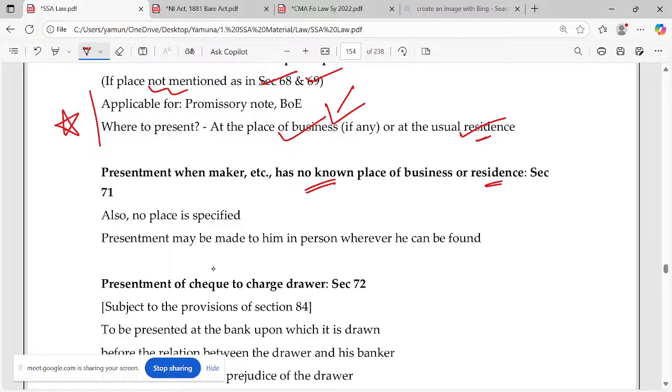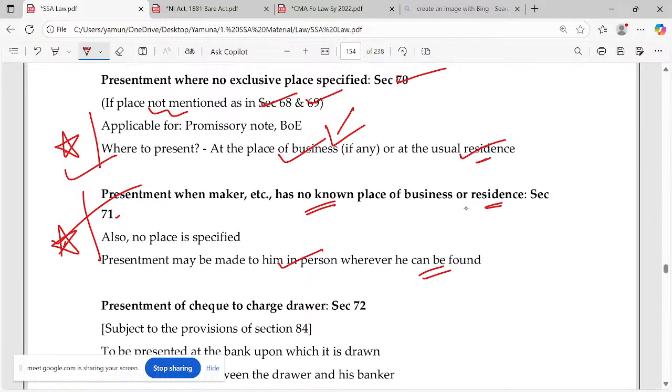அப்ப என்ன பண்ணுவோம்னா usually it may be made in person where it can be found. Please make a note of this one also. These two are quite important. Section 70 and section 71. 70 and 71. Moon angle. First one where it has to be presented. Where he is running his place of business. Okay. Second, place of business correct தெரியல.